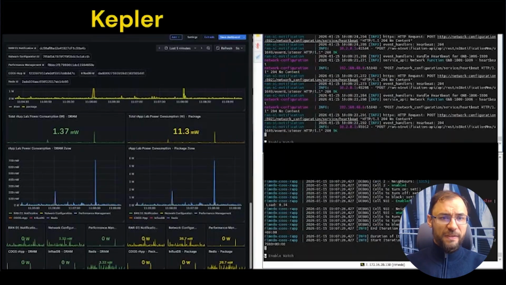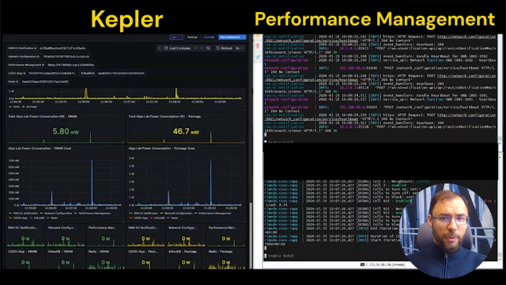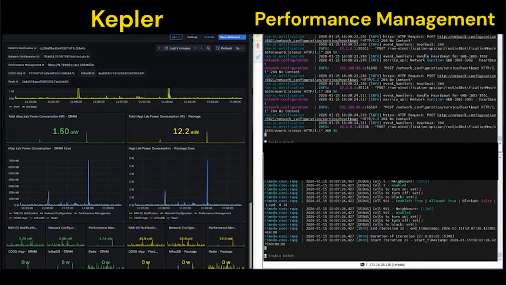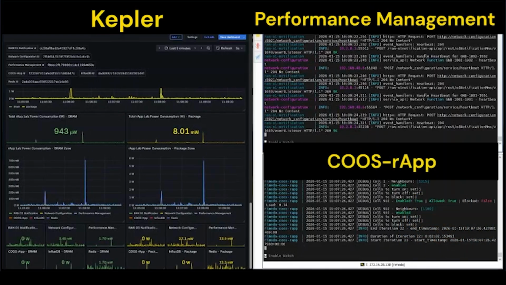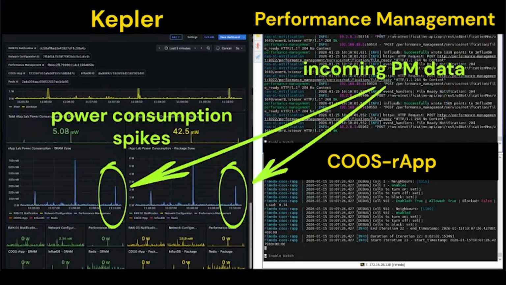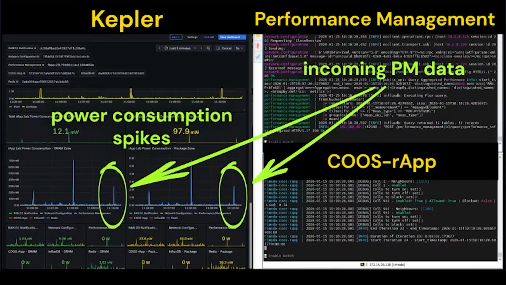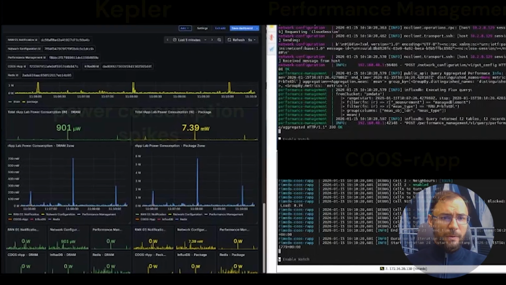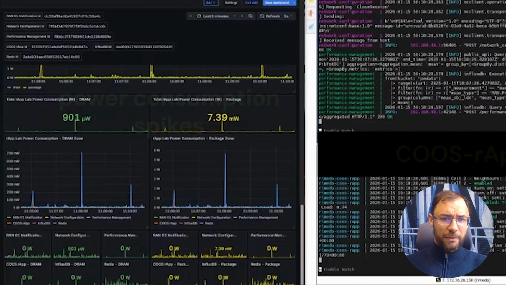On the left we can see a Kepler dashboard, while on the right logs of performance management and cell on-off switching xApps VNFs. Now we can see incoming PM data, which is related to power consumption spikes visible in the Kepler dashboard. In this case, power consumption spikes on the CPU side are only about 3 watts, but keep in mind that we have only 12 cells in total.